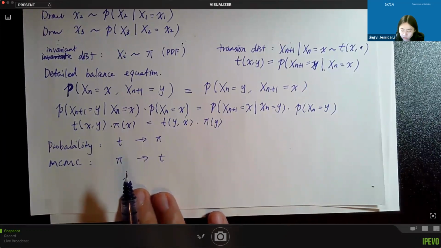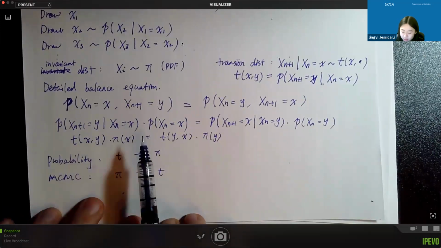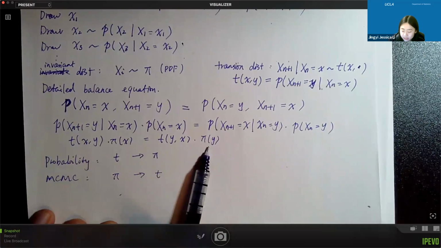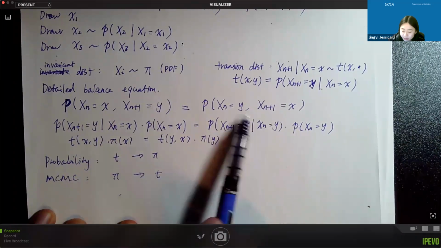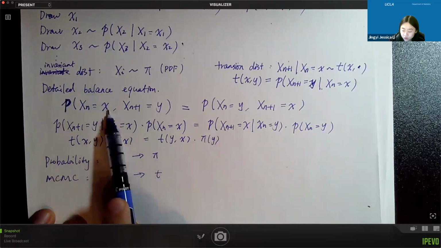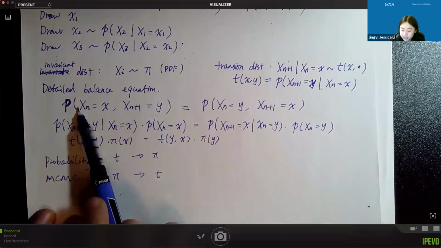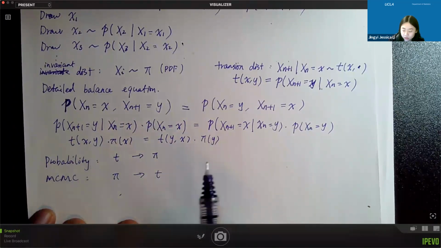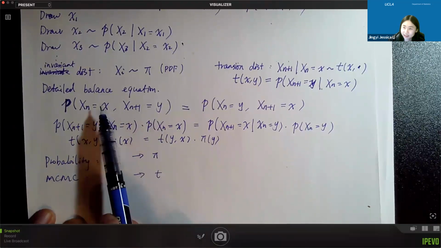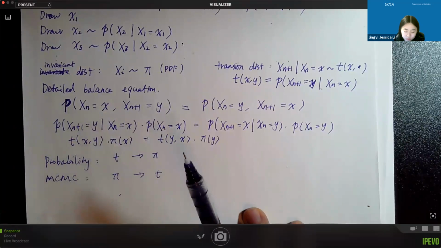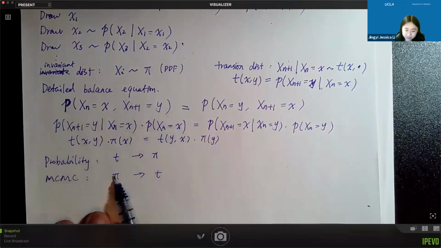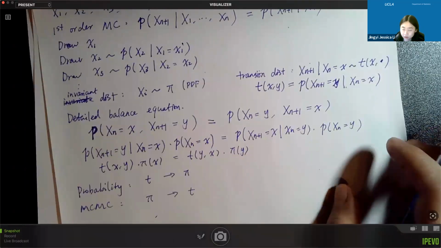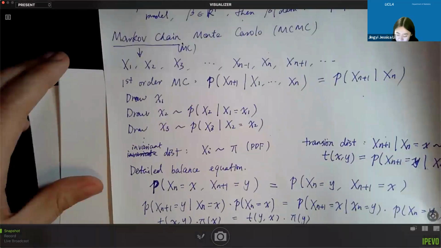Okay, so the theoretical foundation for finding the transition distribution is called the detailed balance equation. This is the definition of equilibrium. That means that given the current value is x, the probability of getting the next value y is the same as given the current value is y, getting the next value x. In other words, you have equilibrium between the two values x and y. So what we want to introduce here is the famous Metropolis-Hastings algorithm. It's the foundation for MCMC.